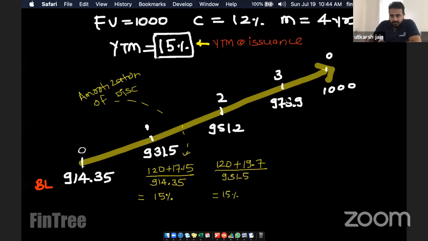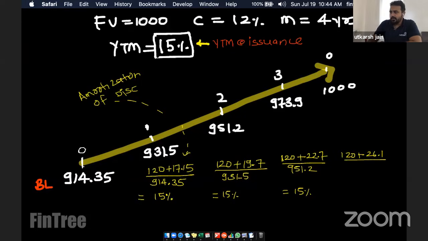Next year, 951 to 973. So 120 plus 120 plus. Can you now take the difference here? 22.7. Again, those of you who are lost, how did I get 22.7? 973.9 minus 951.2 divided by 951.2. How much? 15%, right? And finally, in the last year, again, 120 plus, tell me how much?